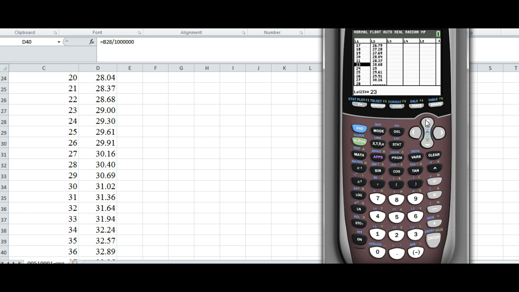I don't even know if I can insert a line. Apparently I can. 22. Okay. So now let me go back and clean that up. 22 was 28.68. 23 is 29.3. 29.61. So occasionally looking up and checking is a good thing.